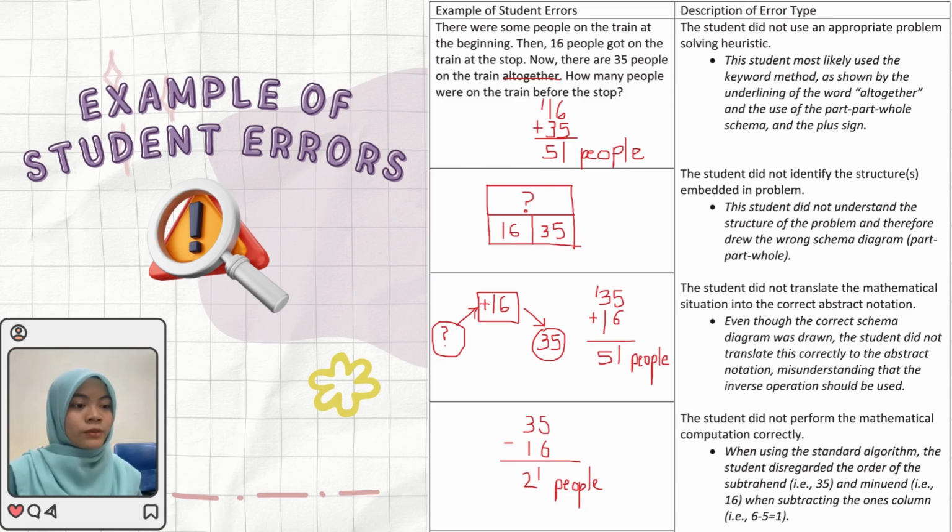In the third diagram, we can see the error made by the student where the student did not translate the mathematical situation into the correct abstract notation. Even though the correct schema diagram was drawn, the student did not translate this correctly to the abstract notation, and this can lead to misunderstanding that the inverse operation should be used. And the last error made by the student is that the student did not perform the mathematical computation correctly.